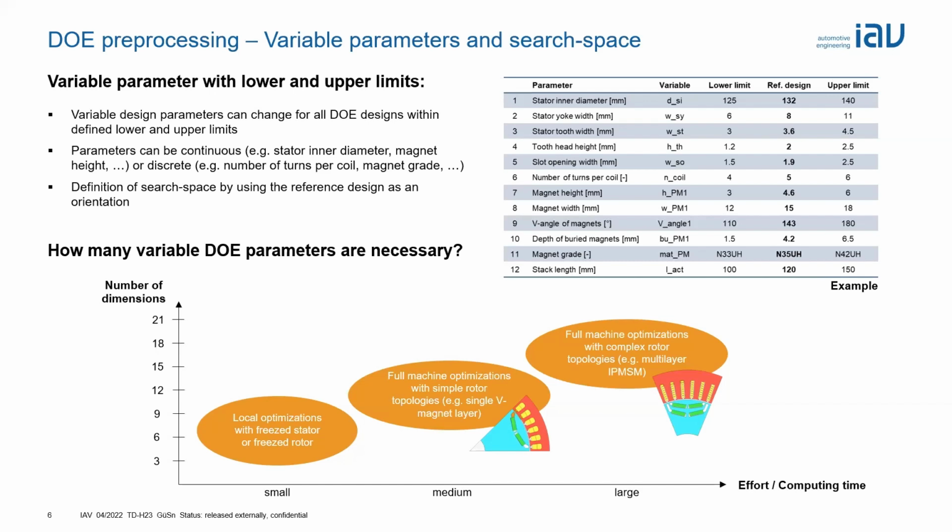And having more complex rotor topologies means we easily end up having more than 20 dimensions with a large computing time, because many more DOE designs are needed to cover the search space in a sufficient manner.